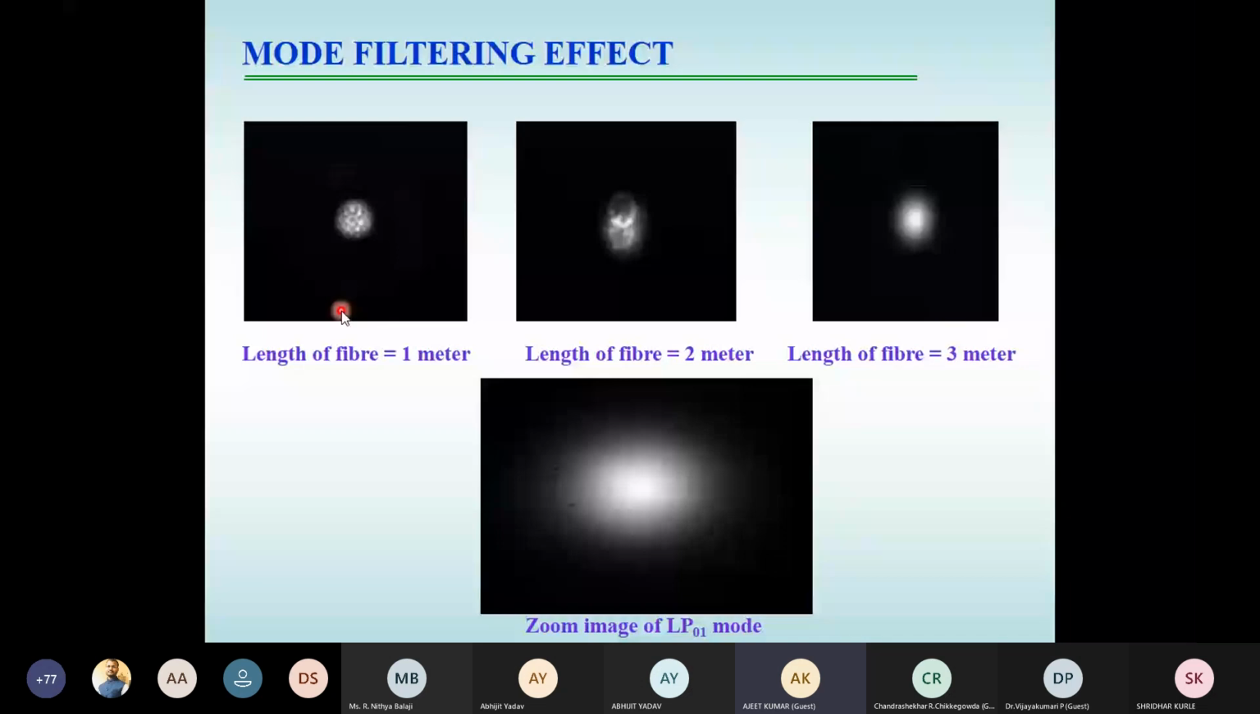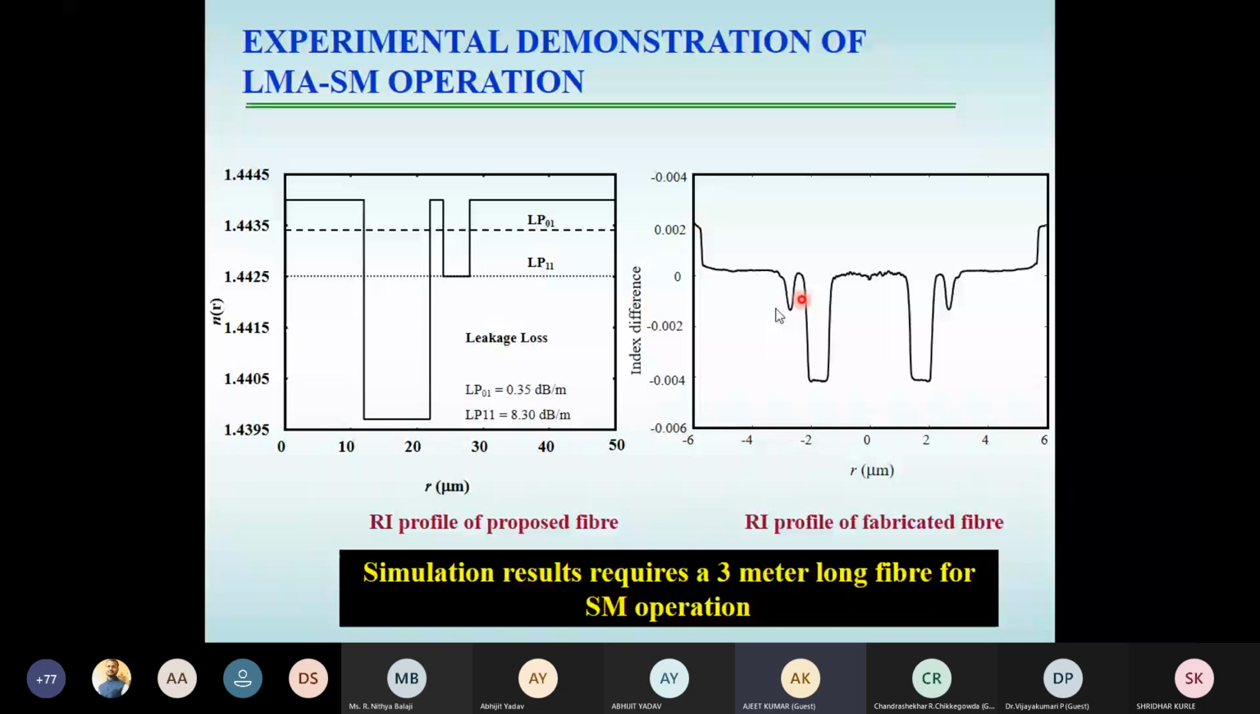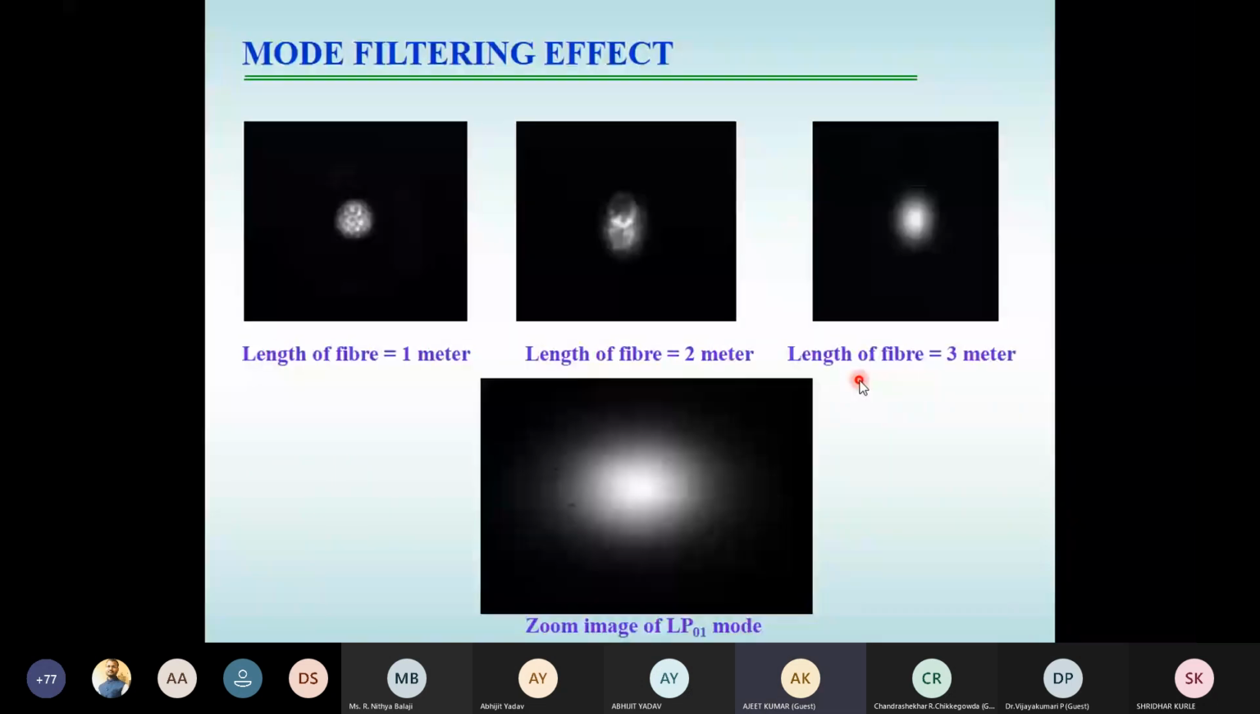They launched the light from one end and observed the output of the light for different propagation lengths. They took different lengths of the fabricated fiber and tried to see the output. This is the picture captured of the output after 1 meter propagation distance. You can see here that the output is not very good. It is basically the overlap of a number of modes.